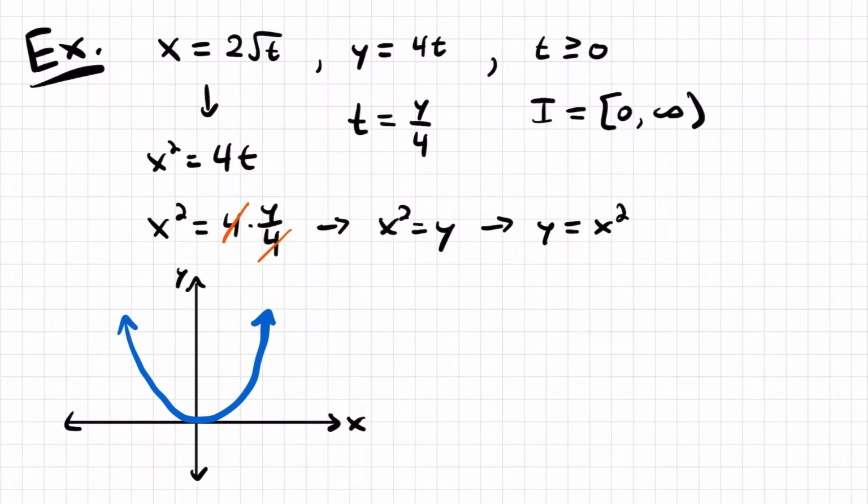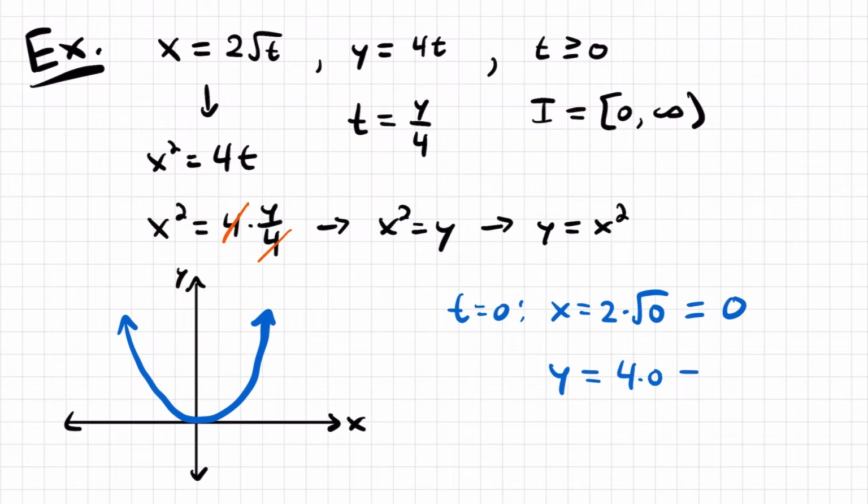In order to find that, we still need to use our original parametric equations. We're going to plug that value of t, which is 0, into each of these equations to create a coordinate point. All right, so when t equals 0, x is equal to 2 times the square root of 0, which is equal to 0 because the square root of 0 is 0, times 2 is 0. And y will be equal to 4 times 0, which is also equal to 0. So our coordinate point will be (0, 0), and that is the initial point for this plane curve.